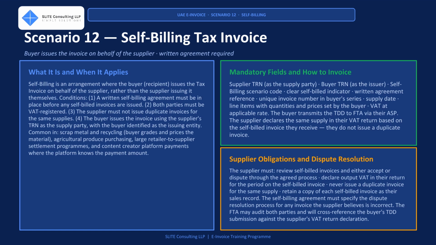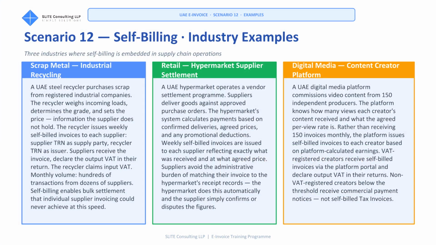Examples next. Three industries where self-billing is embedded in supply chain operations. First, scrap metal. A UAE steel recycler weighs incoming loads, determines the grade, and sets the price. Information the supplier does not hold. Weekly self-billed invoices. Supplier TRN as supply party. Recycler TRN as issuer. Suppliers declare output VAT. The recycler claims input VAT. Hundreds of transactions monthly, only possible with self-billing.